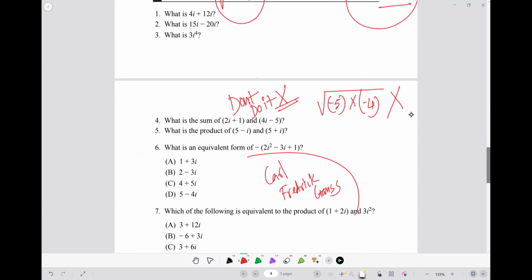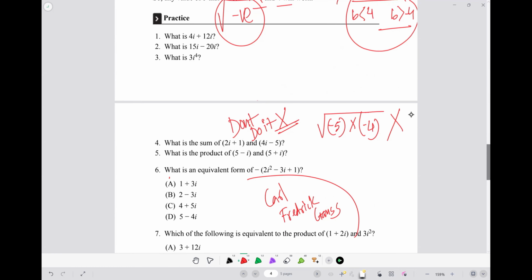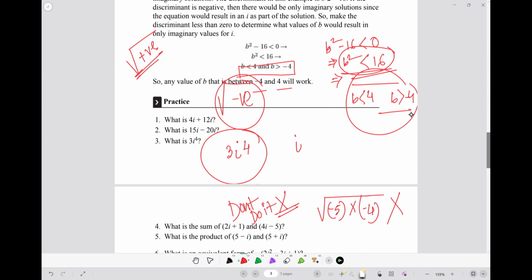So, practice problem, we have some practice problem. What is the equivalent? Maybe they're just asking you what is the value of 3i to the power 4. In that case, you need to know what is the value of i squared, what is the value of i cubed, what is the value of i to the power 4.